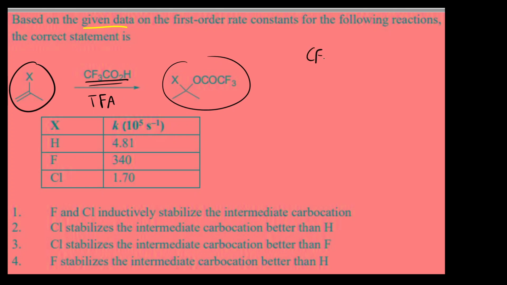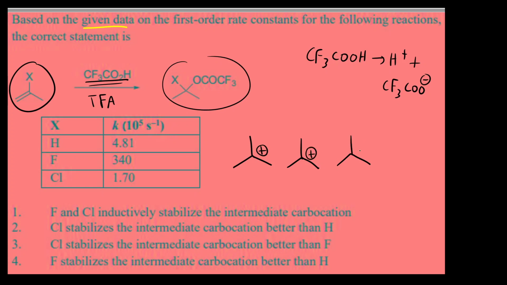What will this do? CF3COOH will give H plus ion and CF3COO minus. So the first step will be formation of a stable carbocation like this. Now there are three options for the value of X, so let us draw all three options. One is hydrogen, second is fluorine, third is chlorine. We know halogens have three lone pairs, so let us draw them.